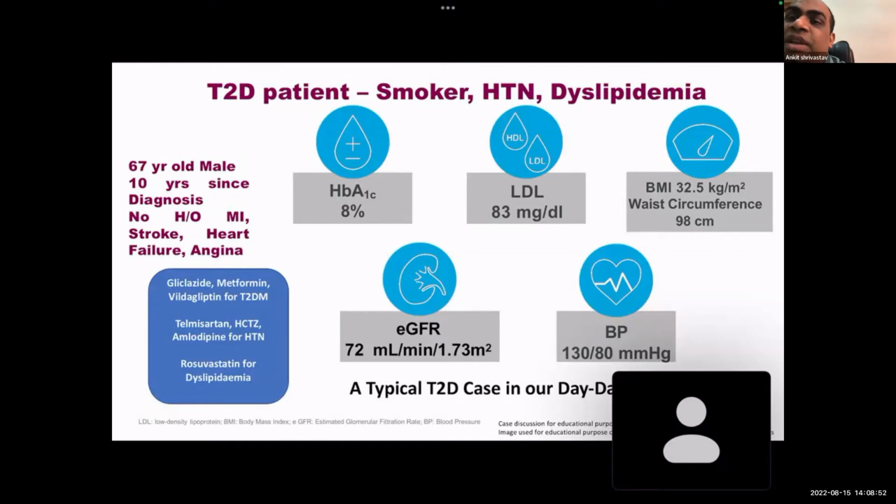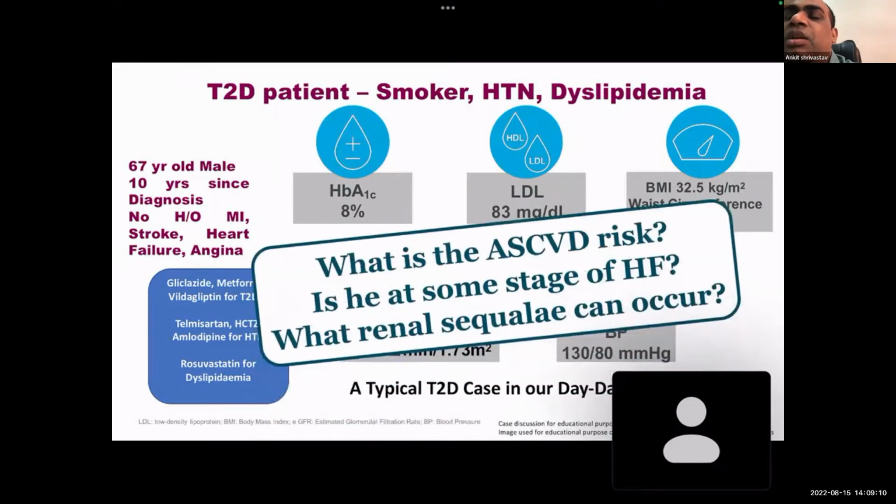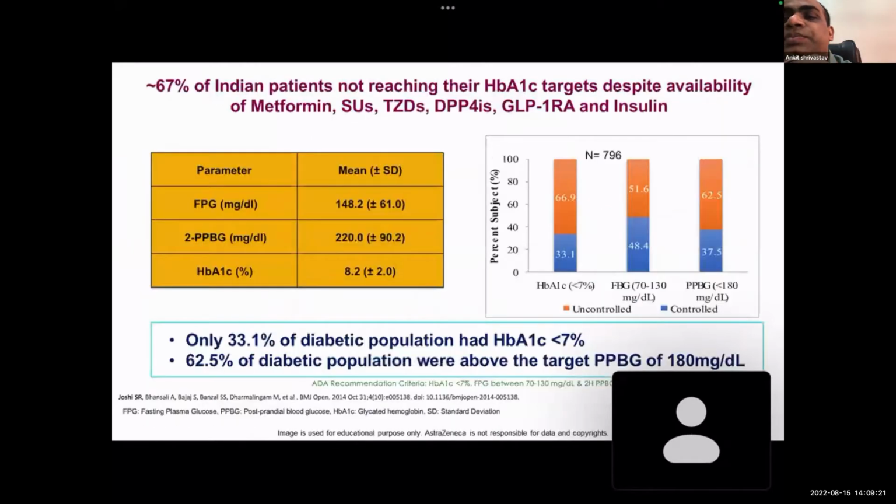So we have this type 2 diabetes patient, a smoker, hypertensive, and dyslipidemic with an HbA1c of 8, LDL of 83, BMI of 32.5, BP 130/80 with a GFR of 72, which is a typical type 2 diabetes patient in our clinical practice. So, what is the atherosclerotic cardiovascular risk in this patient? Is he at some stage of heart failure? What renal sequelae can occur?